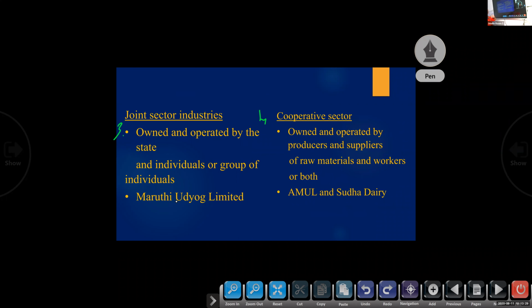Third classification, joint sector. Both public and private together. Owned and operated by the state or government and individuals or group of individuals. Example, Maruti Udyog Limited is an example of joint sector. Maruti Suzuki India is officially known as Maruti Udyog Limited. It's a joint sector.